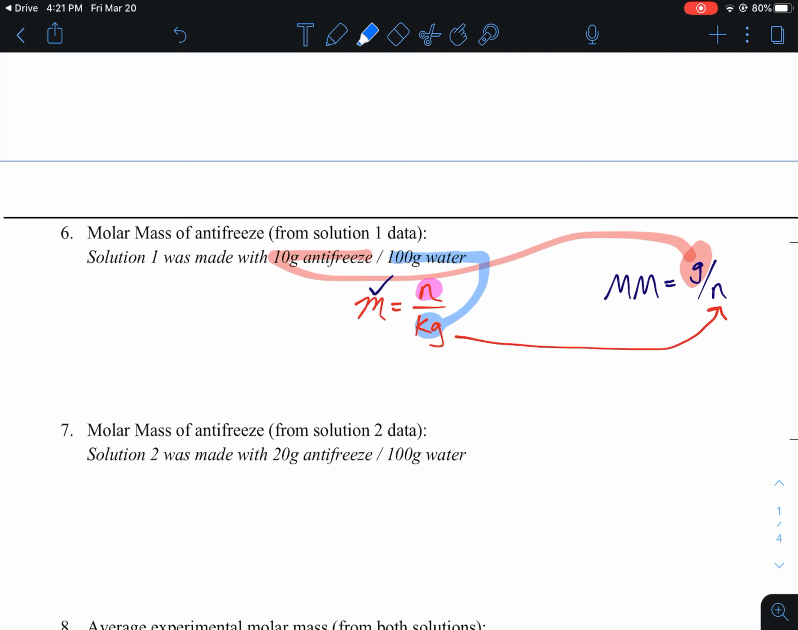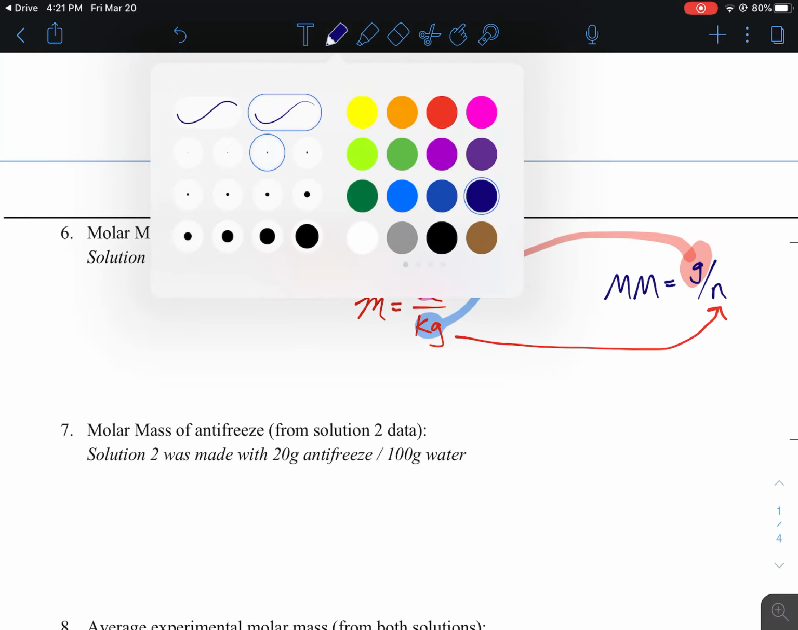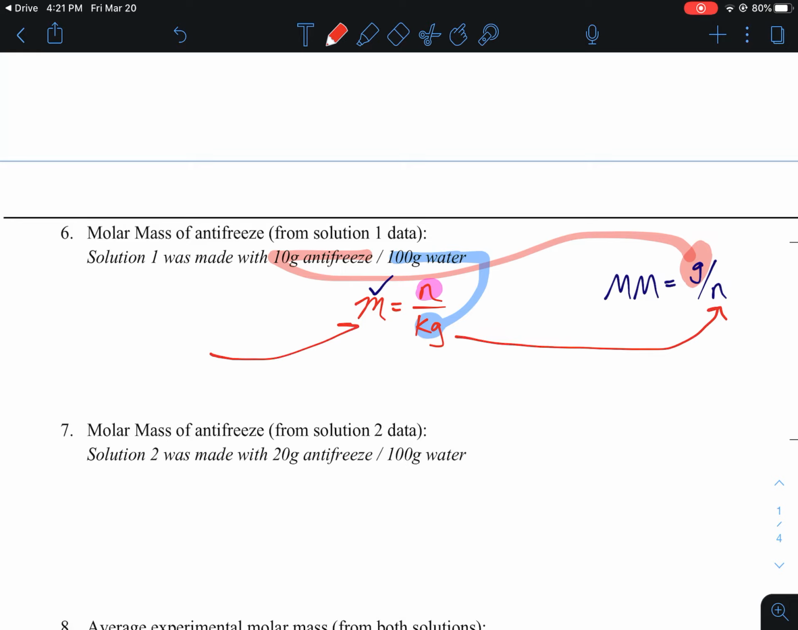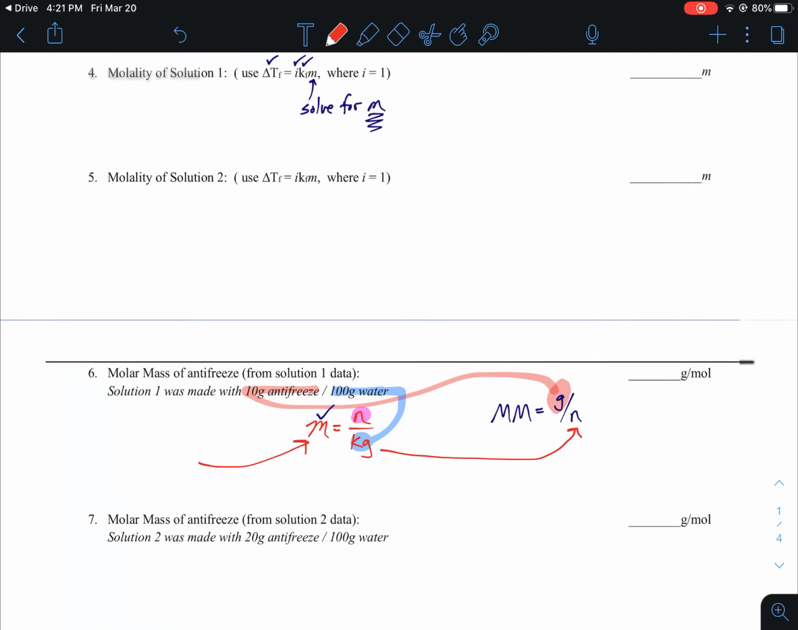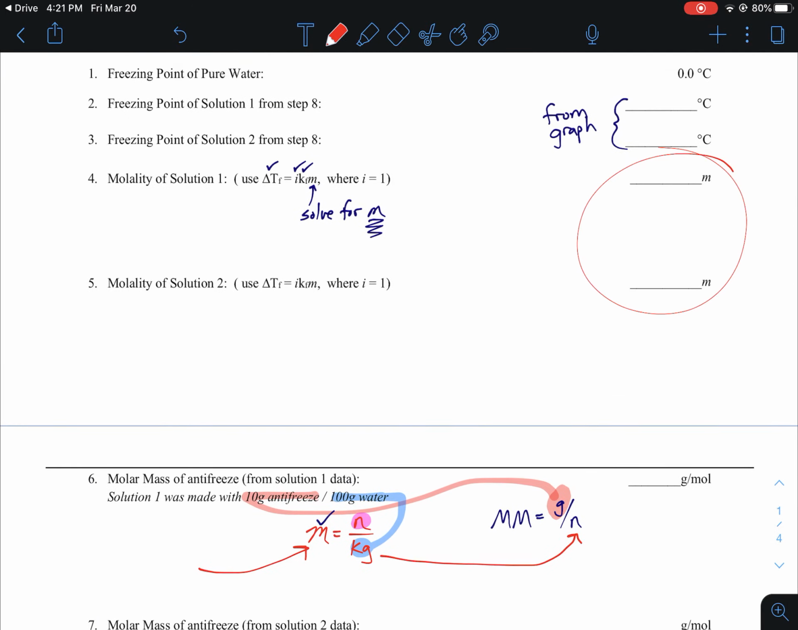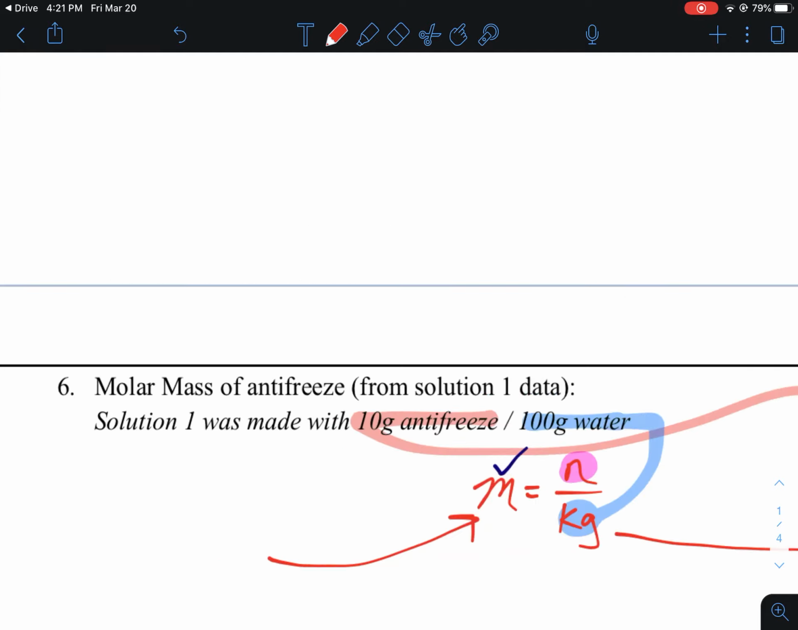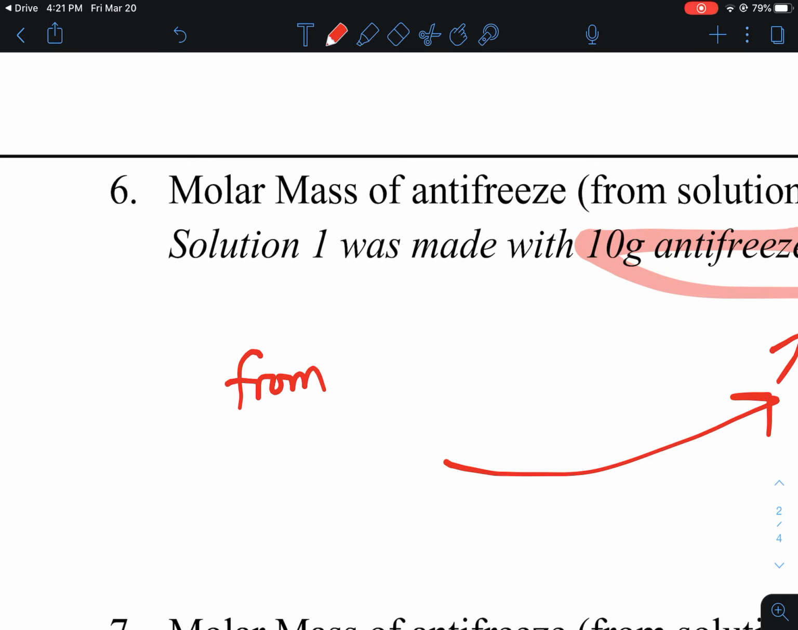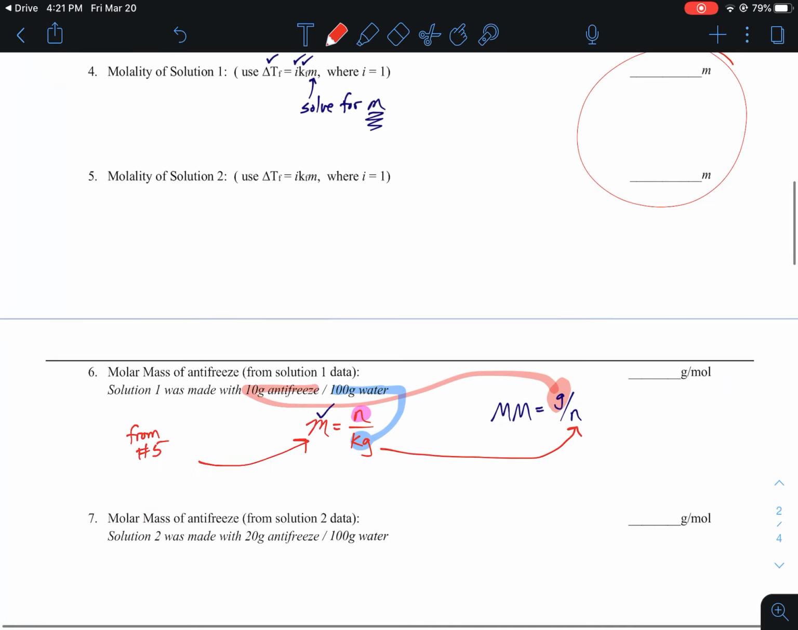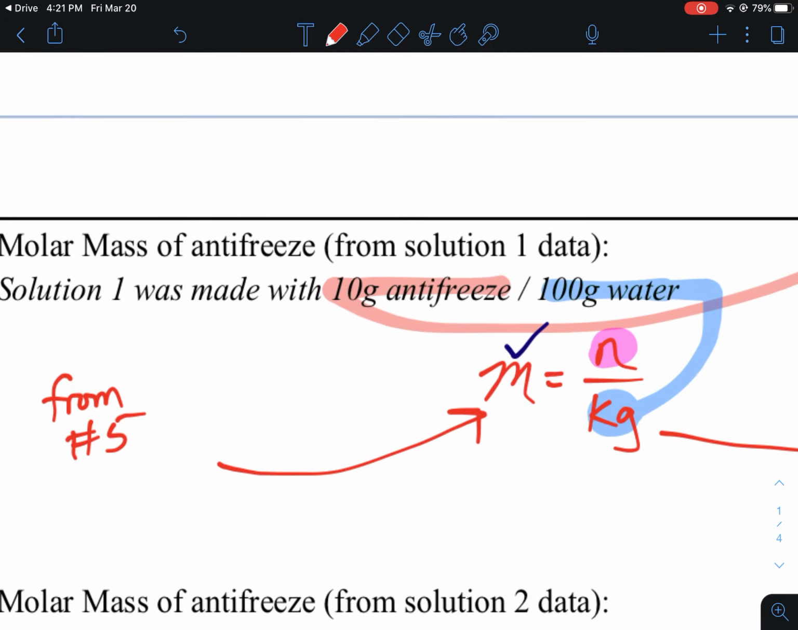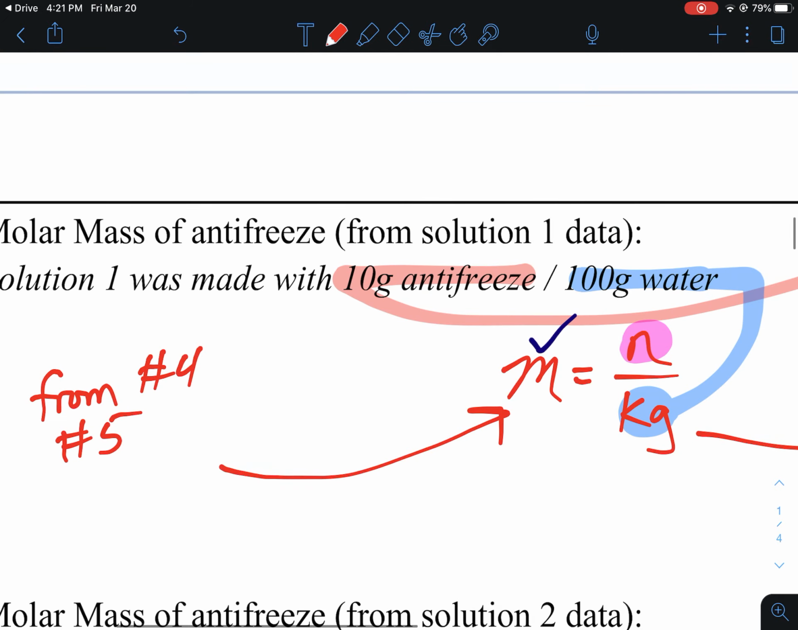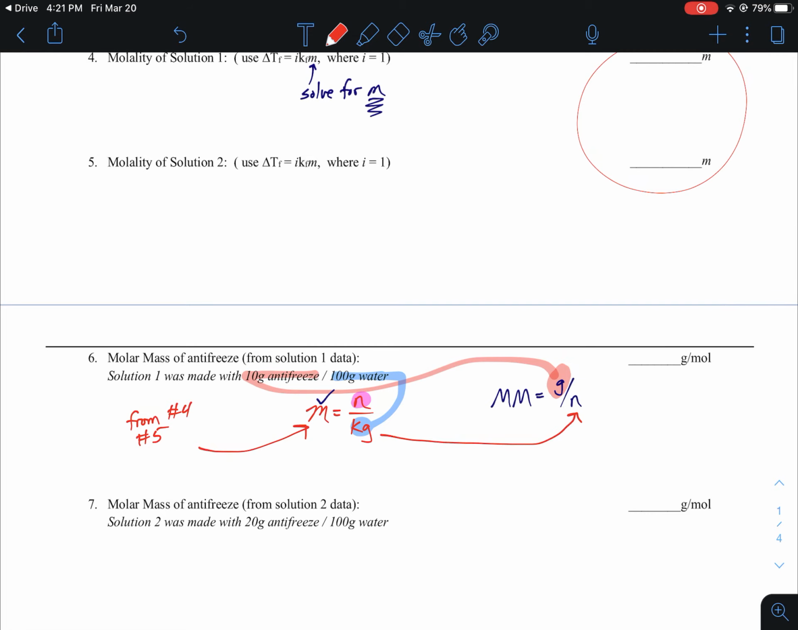So it turns out we can actually get molar mass if we have grams and moles, and we know the grams and we can get the moles from molality, which means we just have to get molality somehow, and that's actually pretty simple because you have it right here. Okay. So that's from number 5, right? Number 4 and 5 on the previous page.